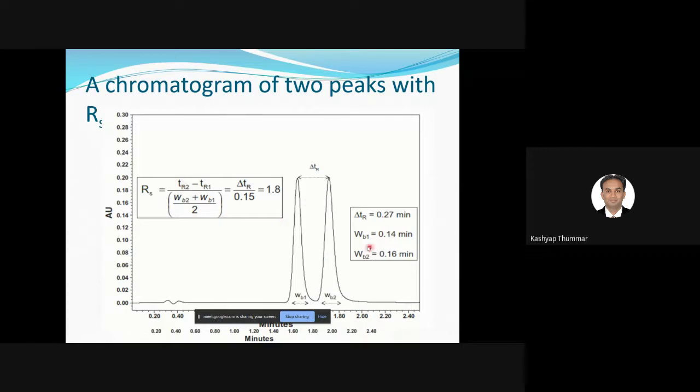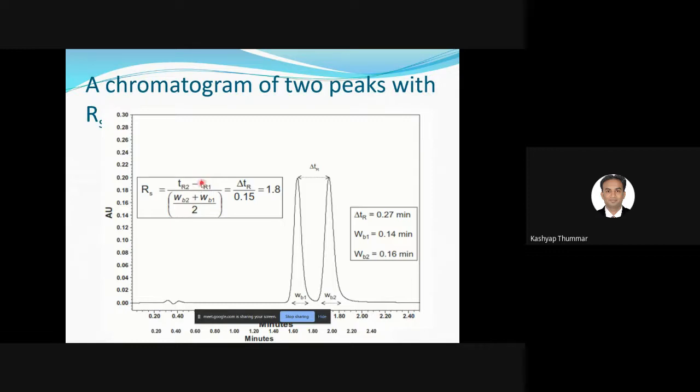You also need to calculate the peak width at base. So 1.67 minus 1.4 gives the delta TR, which means 0.27. And WB1 and WB2 are measured as the peak width at base. If they are 0.14 and 0.16 minutes, then you have all the information required for the equation.